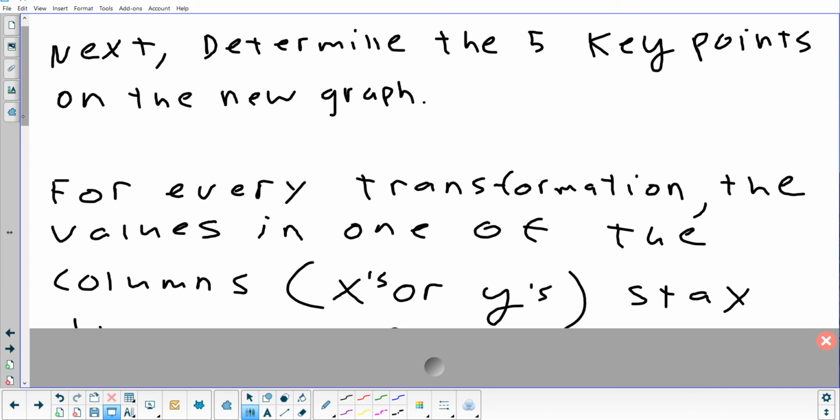Now, when we do a transformation in this class, we're only going to do one thing at a time. Meaning, if we shift it up, that's all we're going to do. We're not going to shift it up and left at the same time. That's two things. Can you do two things at the same time? Sure, you can do 4 things at the same time. But in this class, we don't look at doing that many transformations in the same problem.